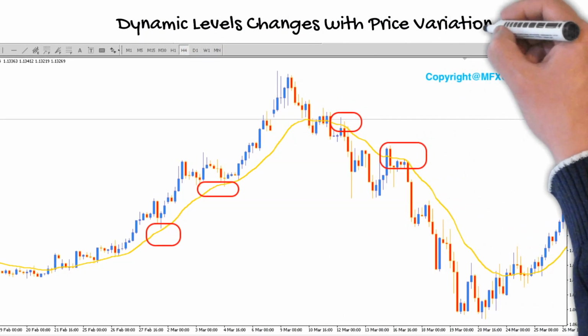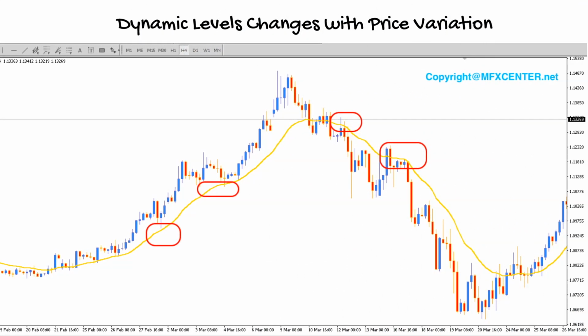It is also quite true for the dynamic levels as well. But the main difference is that dynamic levels change with price variation. Whenever the dynamic level is below the price line, it acts as a support, and when the dynamic level is above the price line, it acts as a resistance.